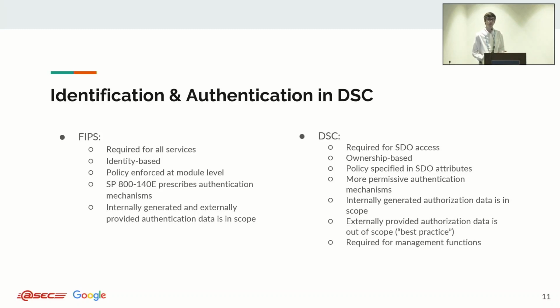Moreover, DSCPP generally has more permissive authentication methods, whereas FIPS has SP800-140E, which may or may not be normative depending on your type of module. The DSC allows you to simply use industry standard methods. And this also means that if you have externally provided authentication material, the DSC has no control over it, so there's no rules around it. If you do generate authentication material internally, there are some rules. For example, you need to use the DRBG and the entropy source that are part of the DSC, of course. The DSC does require authentication for management functions to manage the TOE specifically.